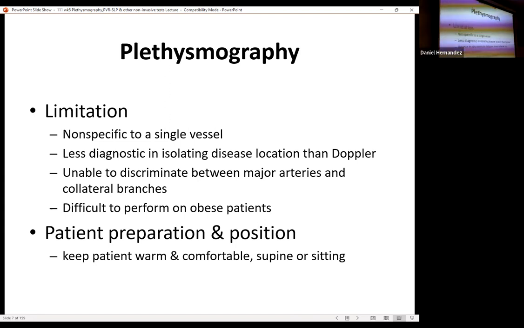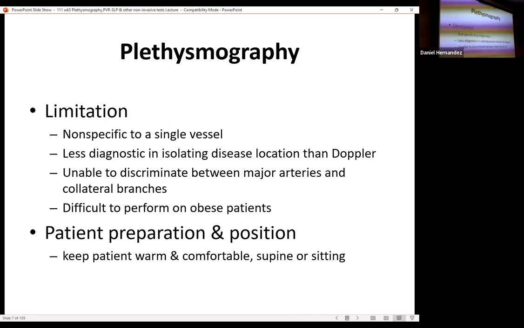So the plethysmography is only good from the groin to your popliteal, in a sense. We could use it for higher up. But if they have collaterals, we can't differentiate between them. So we might get a normal looking plethysmography, but their main vessel is very diseased, and they've developed a lot of collaterals. Or maybe they even have a duplicated system.